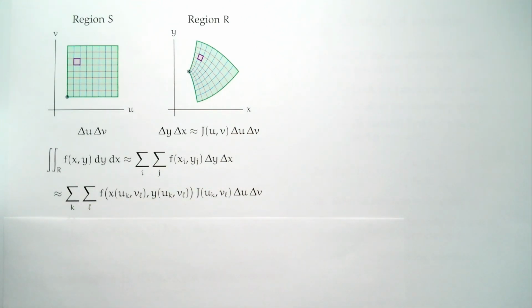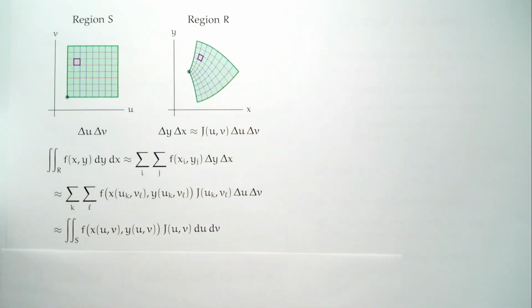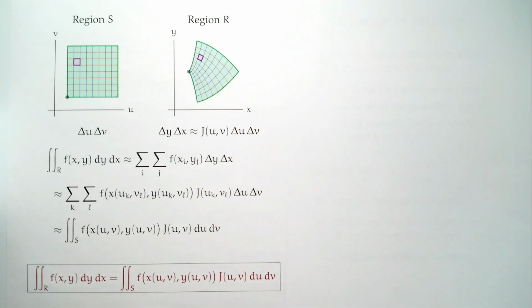And now we just say, hey, this sum is really just an integral over my original region S of the function where I've changed my variables. So now it depends on u and v. So x is a function of u and v, y is a function of u and v, meaning our whole function depends on u and v. And we have our Jacobian term showing up. And so that's it. That's the idea.